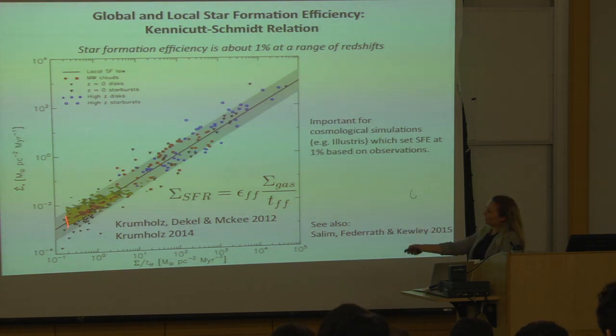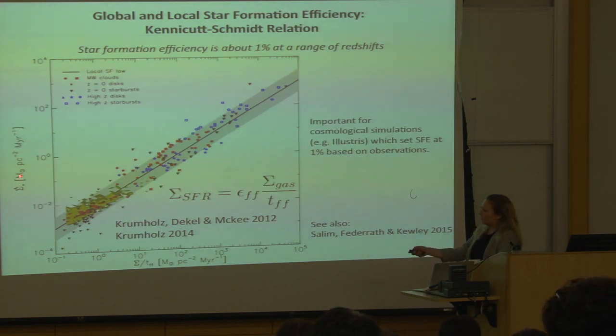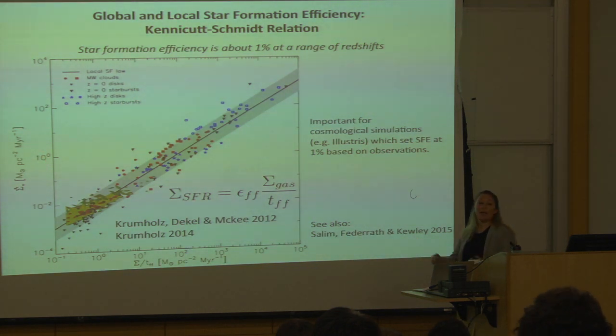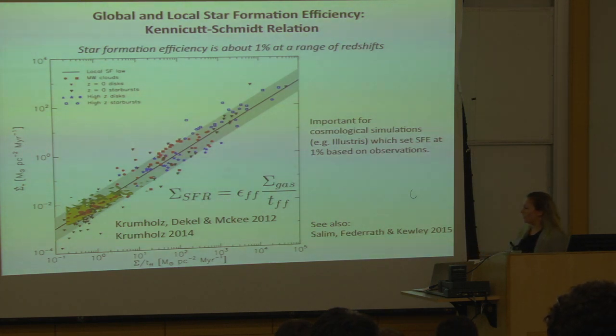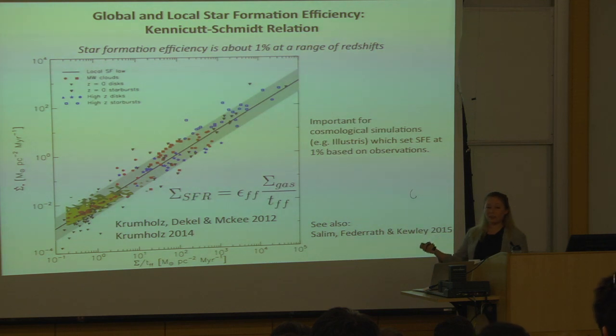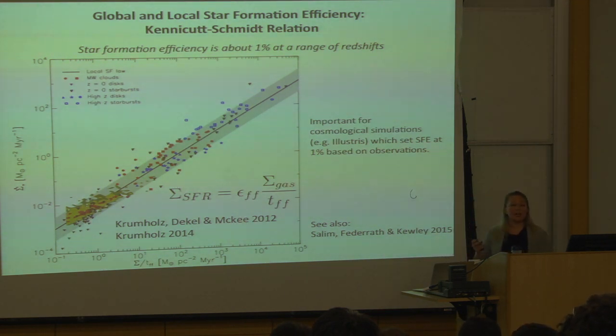So the y-axis here is something called the star formation rate surface density. So this is the rate of star formation in terms of solar masses per megayear divided by an area, right? In this case, it's parsec squared. On the x-axis here, you have the gas surface density divided by a time scale. In this case, it's the time scale which is the free fall time of the gas.